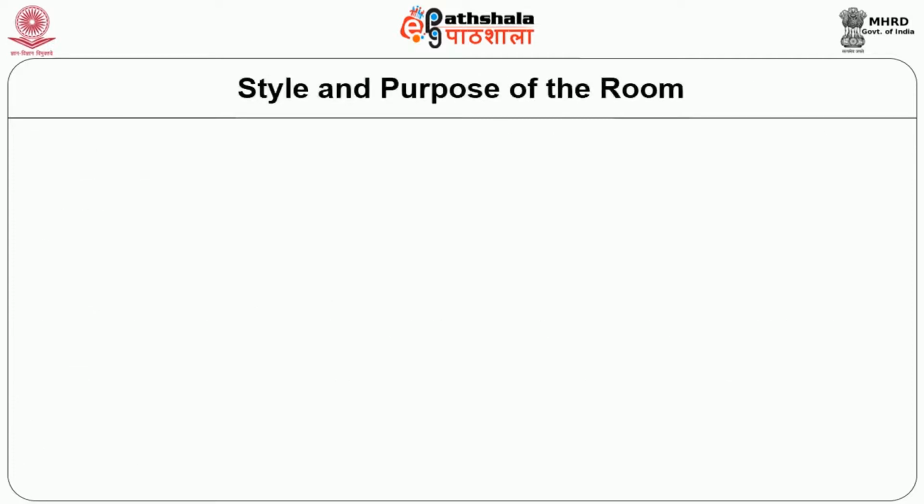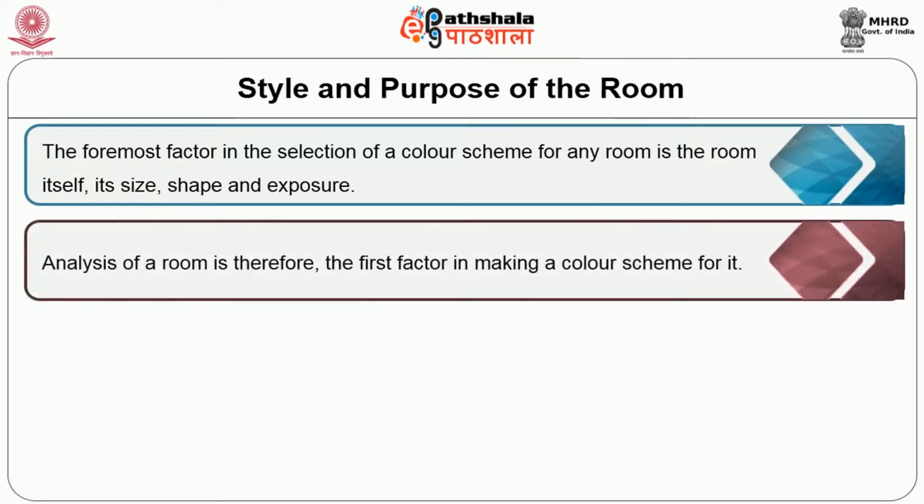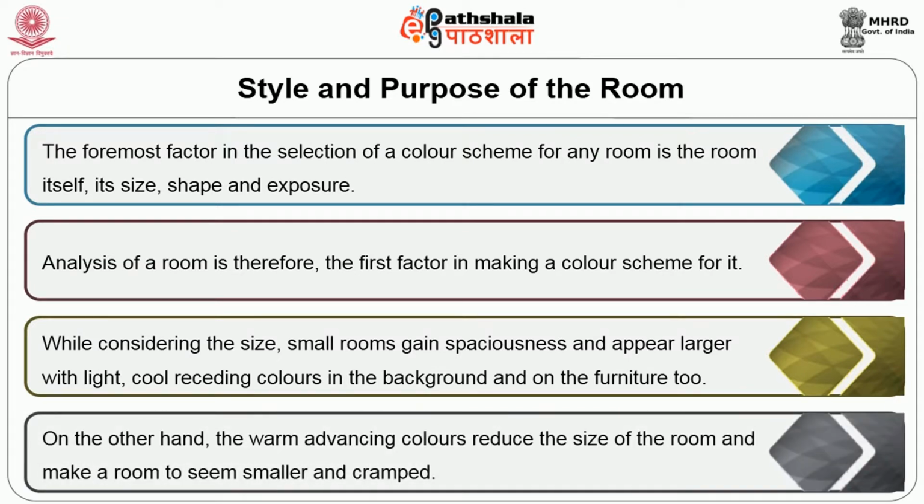Style and purpose of the room. The foremost factor in the selection of a color scheme for any room is the room itself, its size, shape and exposure. Analysis of a room is therefore the first factor in making a color scheme for it. While considering the size, small rooms gain spaciousness and appear larger with light, cool, receding colors in the background and on the furniture. On the other hand, warm advancing colors reduce the size of the room and make a room seem smaller and cramped.